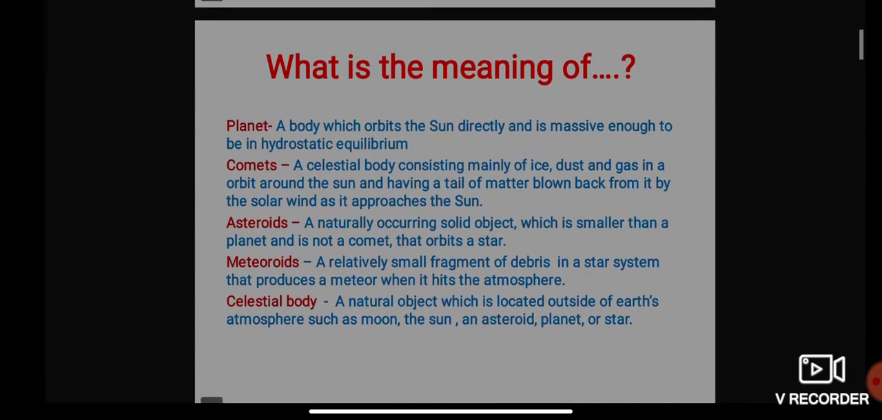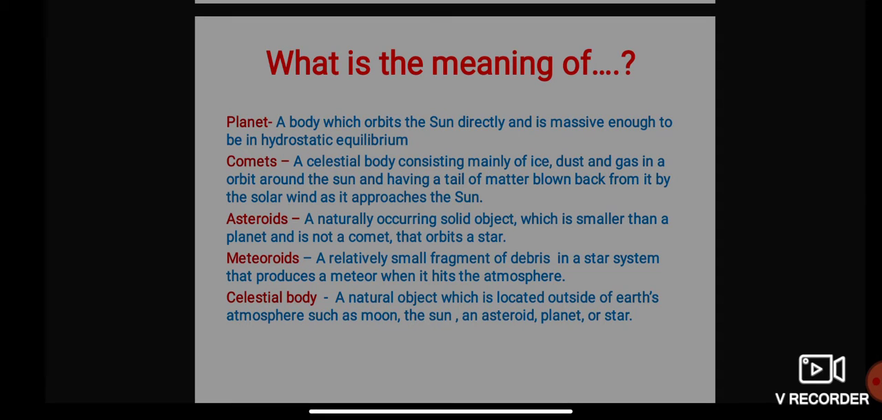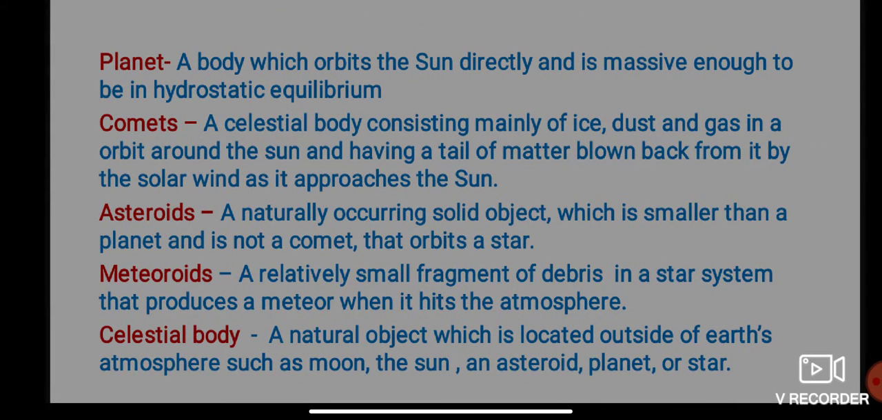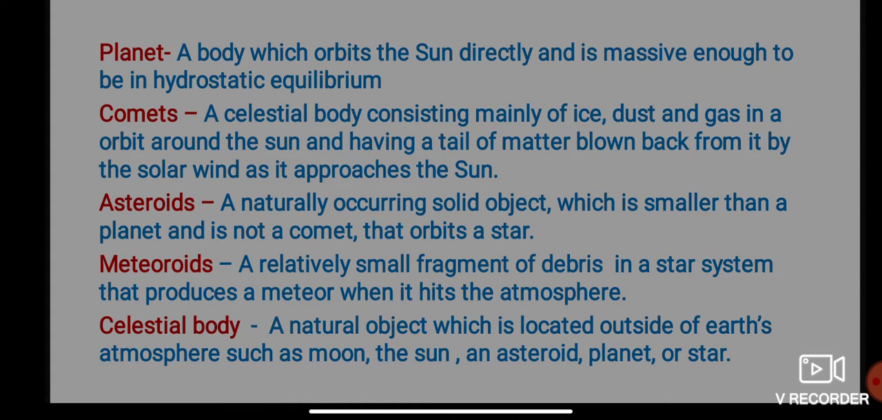All right, so what is the meaning of planet? Planet means a body which orbits the sun directly and is massive enough to be in hydrostatic equilibrium. That is known as planet. And what is a comet? A celestial body consisting mainly of ice, dust, and gas in an orbit around the sun and having a tail of matter blown back from it by the solar wind as it approaches the sun. That is known as comets.